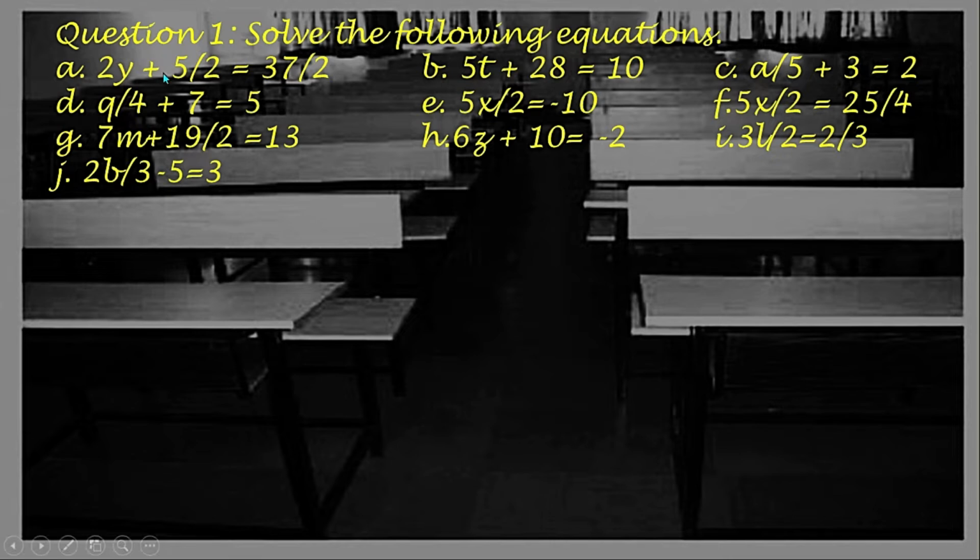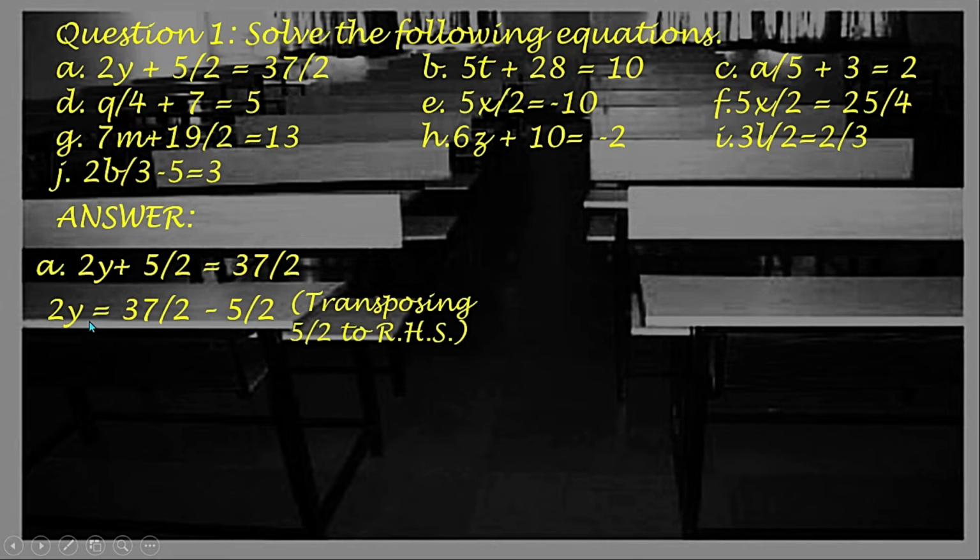Suppose you look here at 5 upon 2. In front of 5 upon 2 we have a plus sign. So the sign of 5 upon 2 is plus. When you shift the term 5 by 2 to the right hand side, this plus sign will be changed into a minus sign. Let's see how. 2y plus 5 by 2 is equal to 37 upon 2.